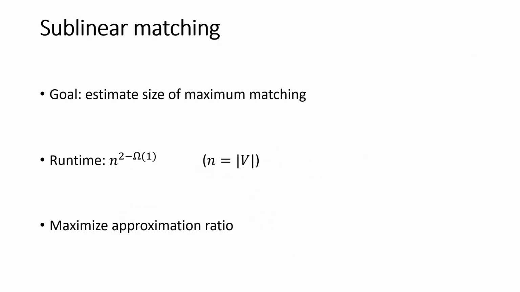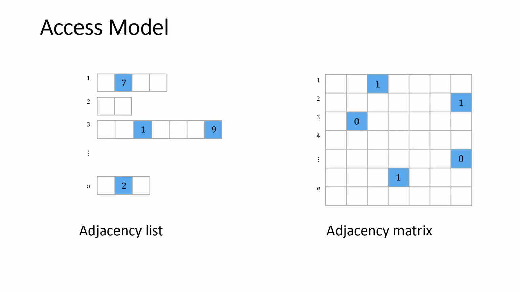Okay, so the problem is to estimate the size of a maximum matching in sublinear time. So we want to maximize the approximation ratio, of course, and we are aiming for runtime that is less than n squared. Okay, that's the problem, and n is the number of vertices.